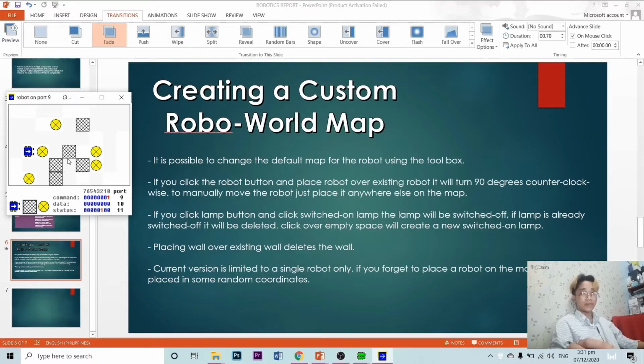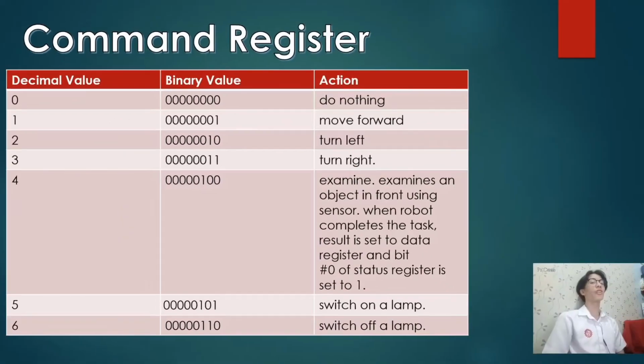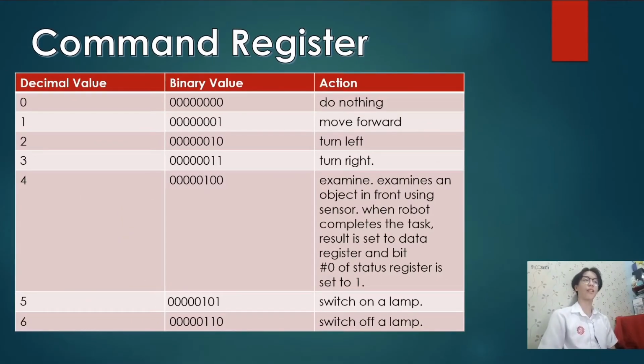The current version is limited to a single robot only. If you forget to place a robot on the map, it will be placed at random coordinates. Now let's proceed to how robotics works inside the assembly language. First is the command register.